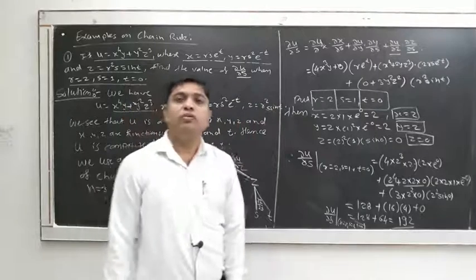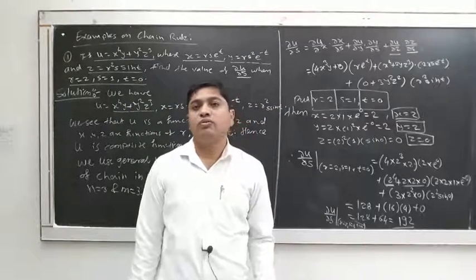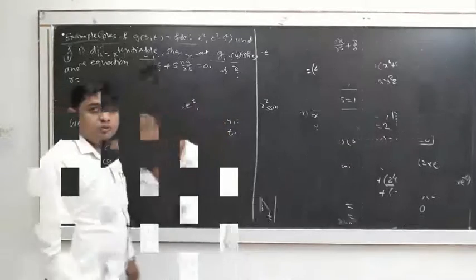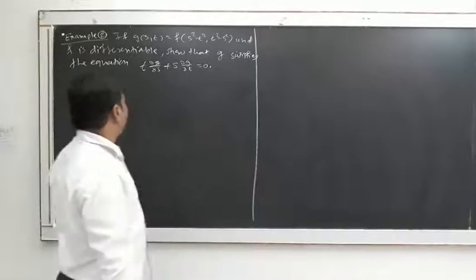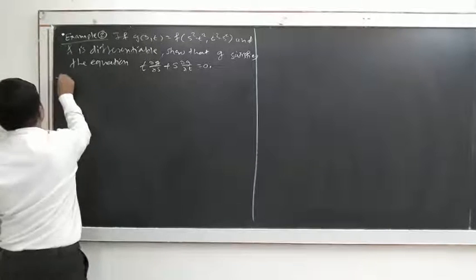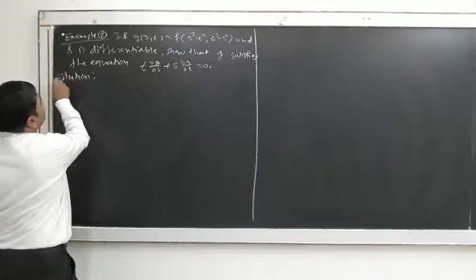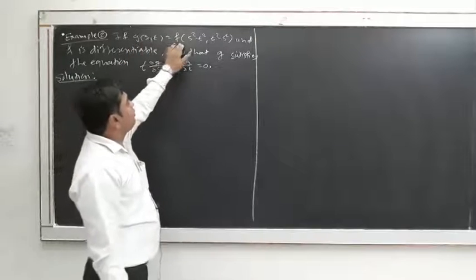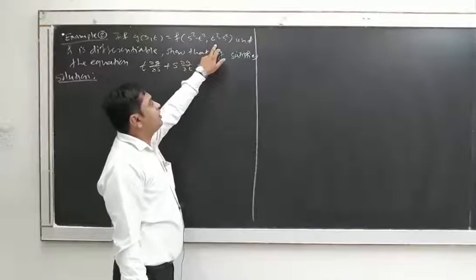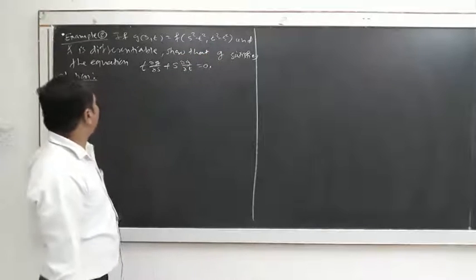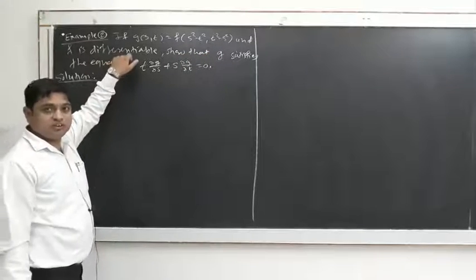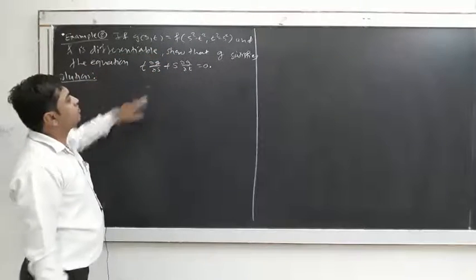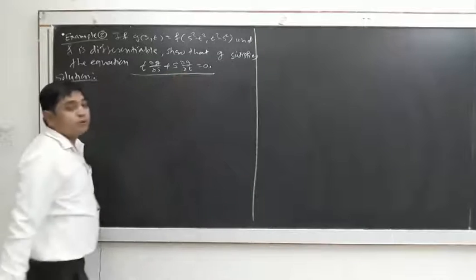Okay. So in a similar way we can solve so many problems. We will go for one more problem. We solve a second problem. So what is our problem? If g(s,t) is equal to f(s square minus t square, t square minus s square), and f is a differentiable function, then g satisfies the given equation. We have to prove this.